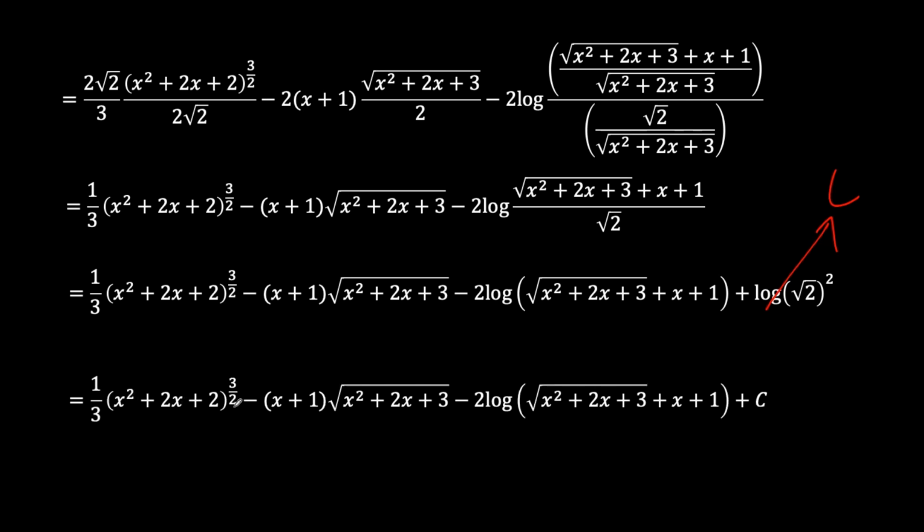a third times x squared plus 2x plus 2 over 3 to the power 2 minus x plus 1 times the square root of x squared plus 2x plus 3. So this was supposed to be 3. Keep it as 2. This is 3. Sorry for that mistake. But yeah, and then minus 2 natural logarithm into bracket square root of x squared plus 2x plus 3 plus x plus 1 plus the integration constant. And this is the answer.